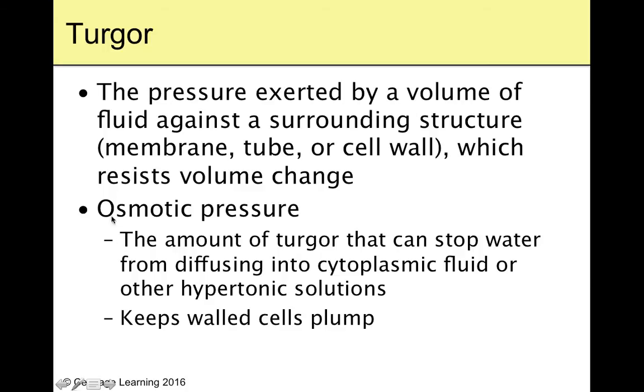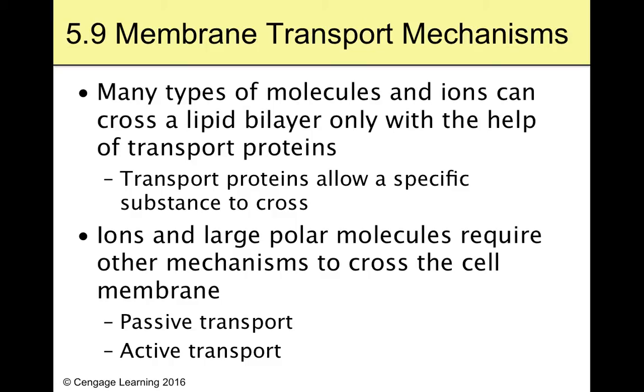Osmotic pressure is the amount of turgor that can stop water from diffusing, or the amount of pressure to prevent osmosis, which is the movement of water. So that's what's going to keep those cells strong in plants, once they've reached osmotic pressure. It's going to keep cell walls really strong because they're full of water. So it's good to have those things in cells.